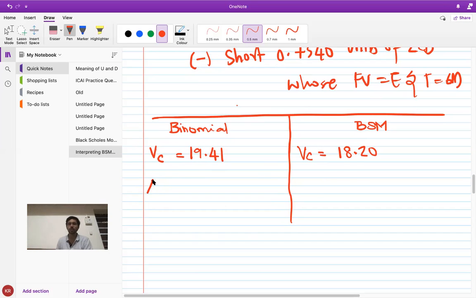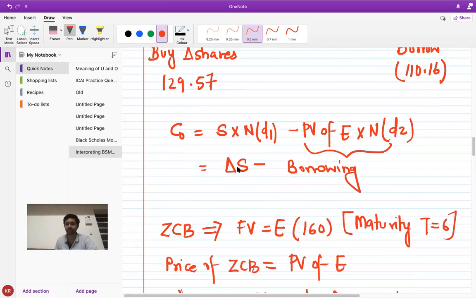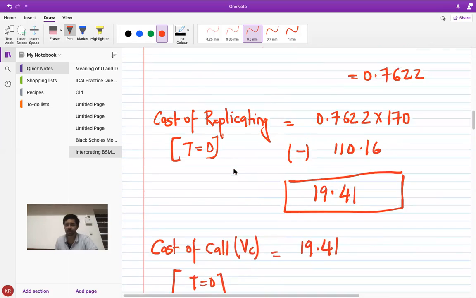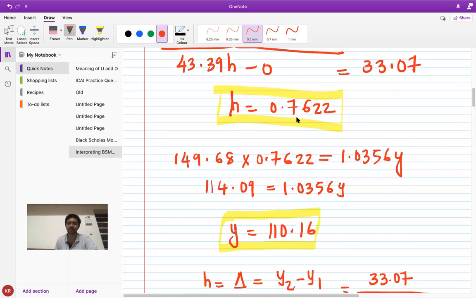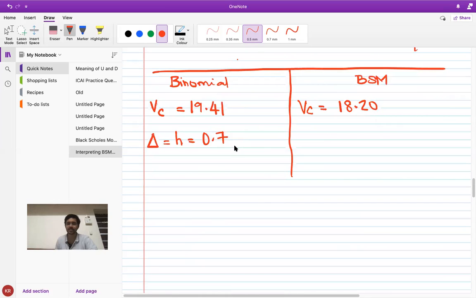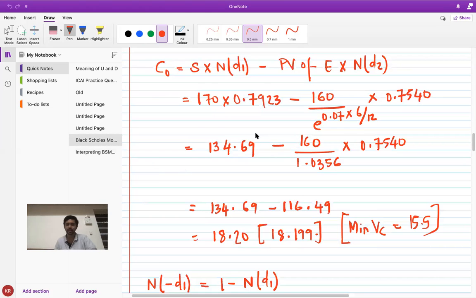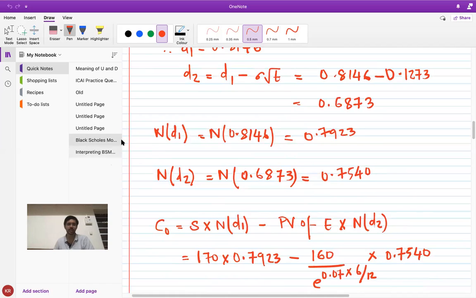Under binomial, the delta that we had was equal to h. What we denoted as h was itself delta, and I think it was 0.76 something, right? What did we get above? We got 0.7622 shares. That was the value of h. H is equal to 0.7622, or delta is equal to 0.7622, whereas delta under Black-Scholes model is equal to ND1. ND1 is nothing but delta, right? So delta is equal to ND1 is equal to, I think it was 0.7923.